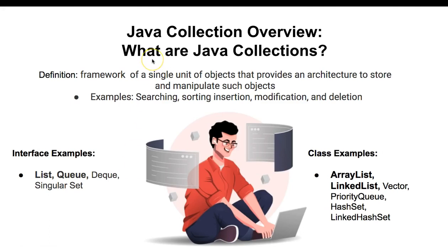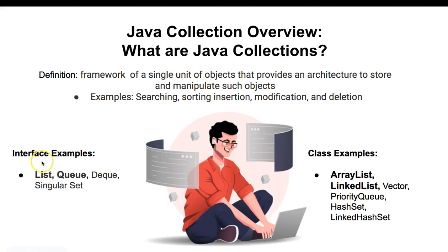So what are Java collections, right? By definition, this is a framework of a single unit of objects that provides an architecture to store and manipulate such objects. So what does this even mean? Basically, this just means that we have a structure that allows us to store several objects of the same type. This allows us to search elements. We're allowed to sort, insert, modify, and delete them as well, so different ways to manipulate them. They have to be the same object type. If you choose string, it can all be string. If you create an object, it would have to be all of that same object type. That's what it means by a single unit.